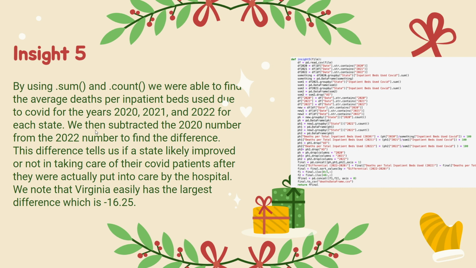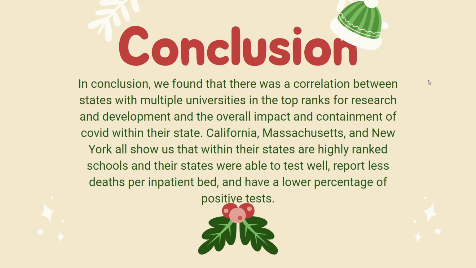And for our final insight, we have this little insight over here. And using the sum and count function, we were able to find the average deaths per inpatient beds used for COVID in 2020, 2021, and 2022, which, as you'll probably know, is familiar because that was visualization 1. By getting that differential, subtracting 2022 from 2020, we're able to get that differential, and it helps us understand if a state improved or got worse at their ability to handle patients once they were already admitted to the hospital. And us particularly, we noted that Virginia has the highest difference, which was a staggering negative 16.25%.